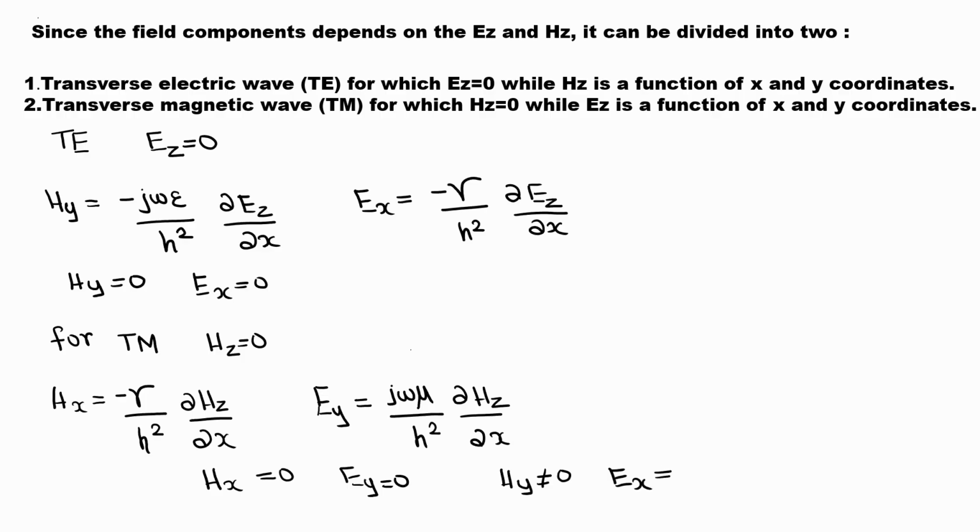In transverse electric wave, Hx is not equal to 0 and Ey is also not equal to 0. In the next video, we will derive all the field components in the case of transverse electric wave, in which the field components Hy and Ex will be 0, and also we will derive all the field components for transverse magnetic wave in which Hx and Ey will be 0.